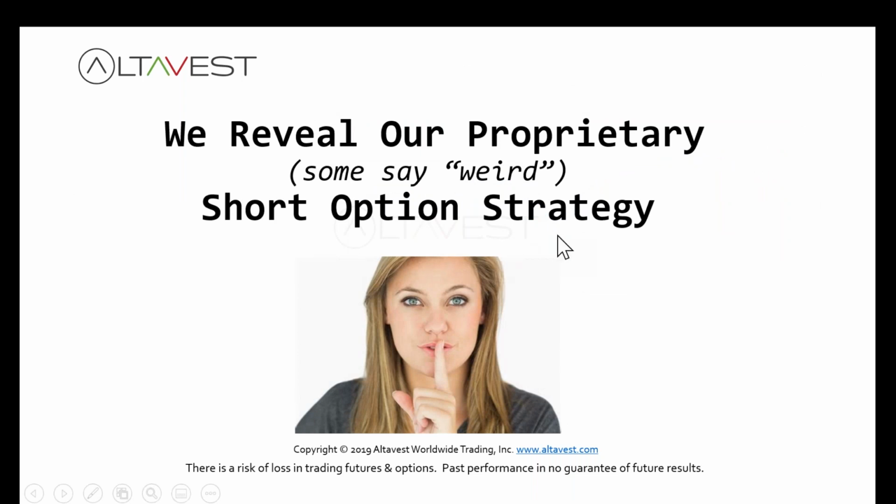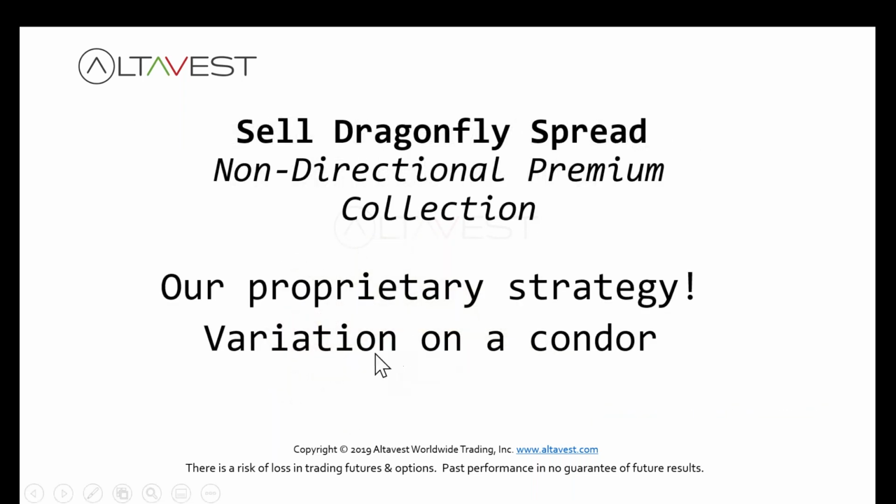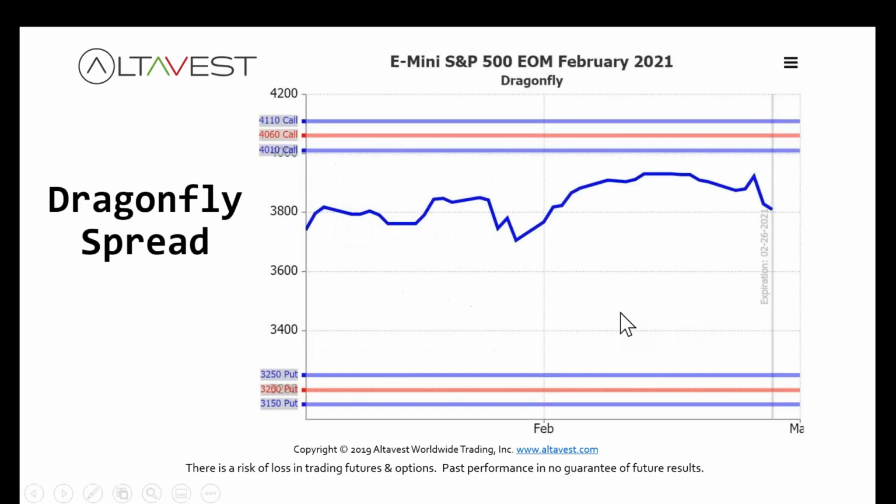And then here's our proprietary strategy. People call it a little weird, but we kind of like that. It's another variation called a dragonfly, and it's 6 legs, and you're collecting option premium, and it's really a variation on a condor. And you're going to probably look at this and scratch your head at first, but I'll explain it. Very simple.